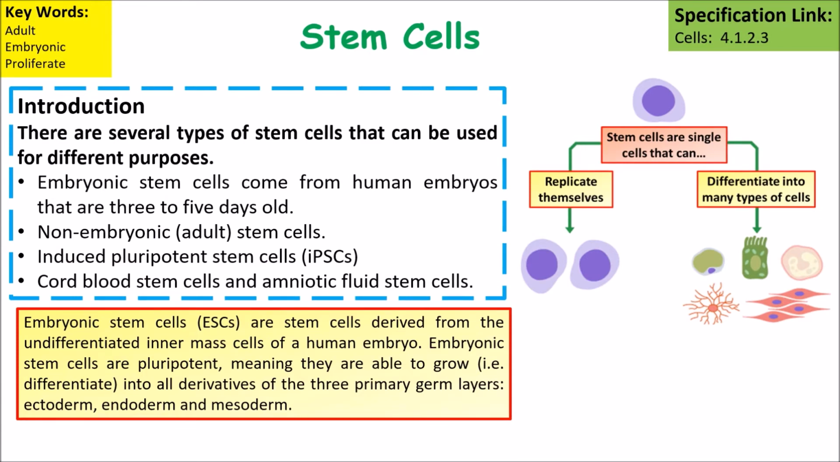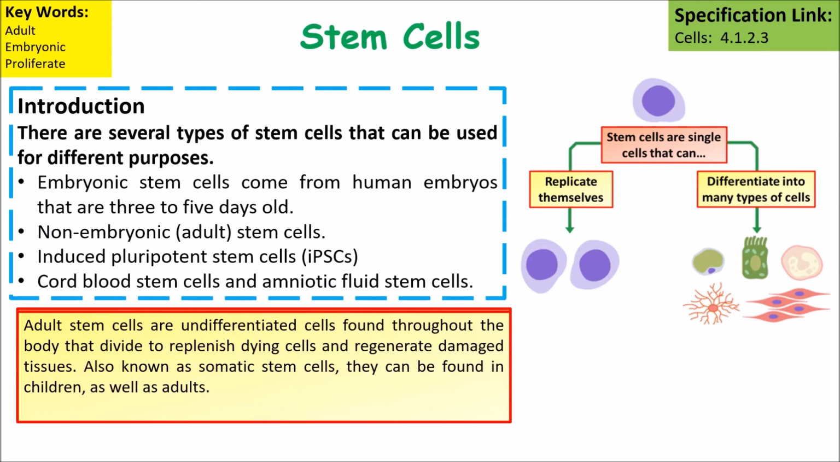So there are several different types of stem cells that can be used. Like we've just seen, we've got embryonic stem cells, adult stem cells, and induced stem cells, as well as cord blood stem cells from the amniotic fluid when babies are born. So embryonic stem cells are stem cells that are derived from undifferentiated inner cell mass of human embryos. Embryonic stem cells are pluripotent, which means that they're able to grow into all derivatives of different types of cells.